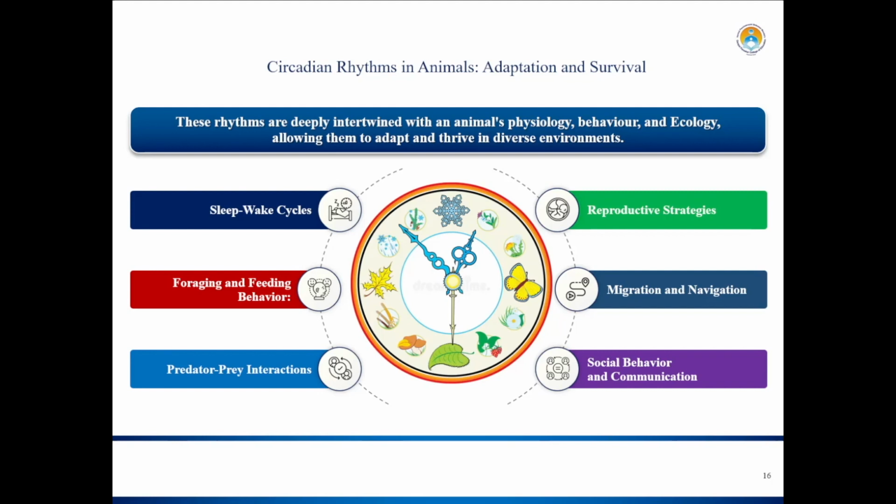Social behavior and communication: circadian rhythms impact social behavior and communication among animals through courtship rituals, displays, and other social interactions. These behaviors are synchronized with circadian rhythm, allowing effective communication and mate selection. And thus, circadian rhythms are a universal feature of animal life. They influence a wide range of physiological and behavioral processes, which is critical for their survival and adaptation.